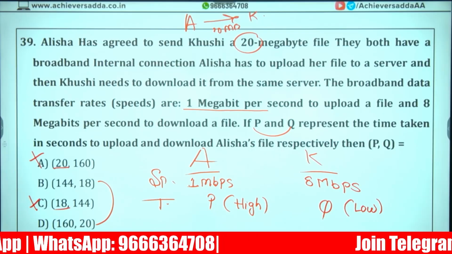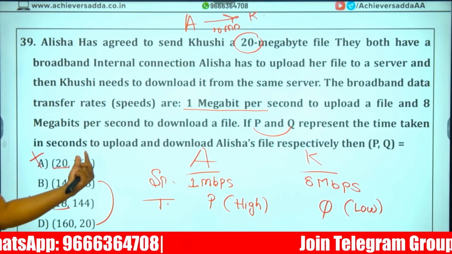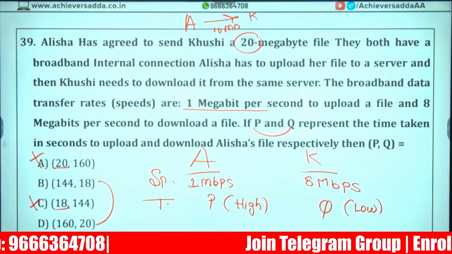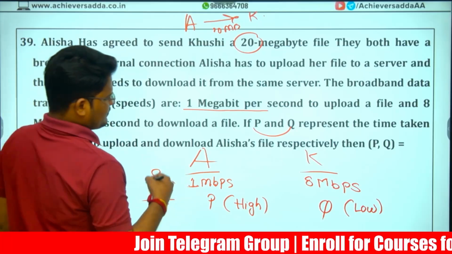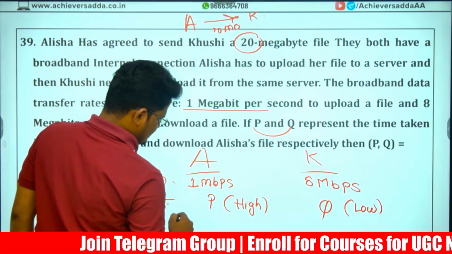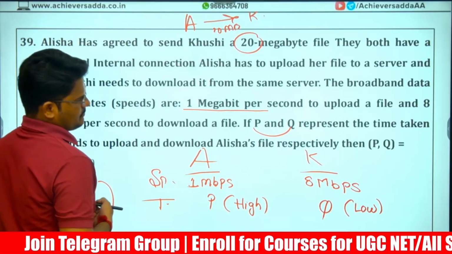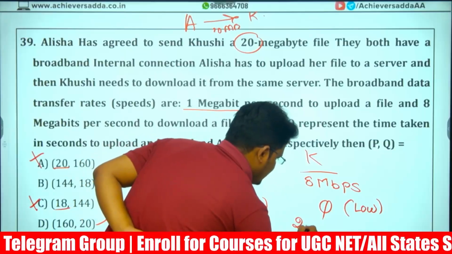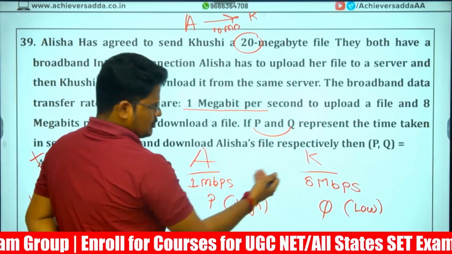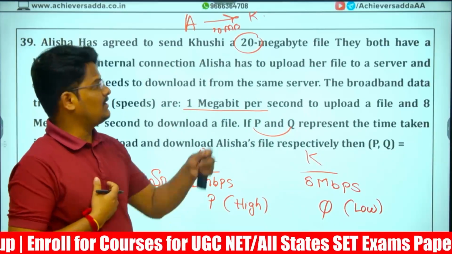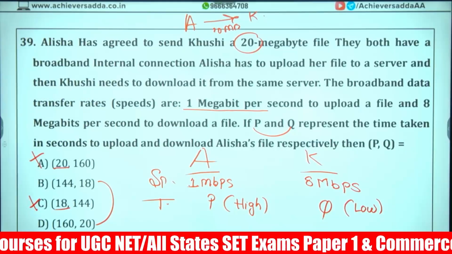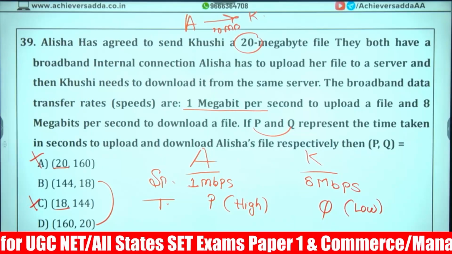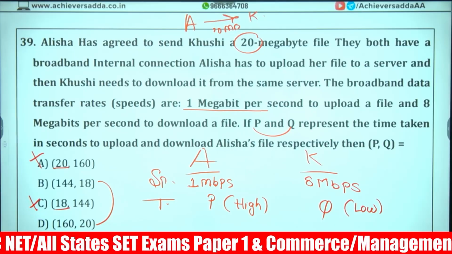But how to calculate them? We eliminated two options. Now we need to arrive at the correct answer. 20 MB is the file. This is 1 Mbps. She is able to download at 8 Mbps speed. File is 20 MB only. Now how much time will it take for HHE?